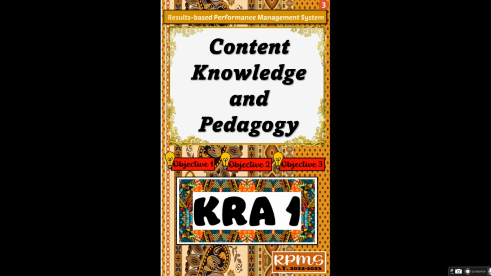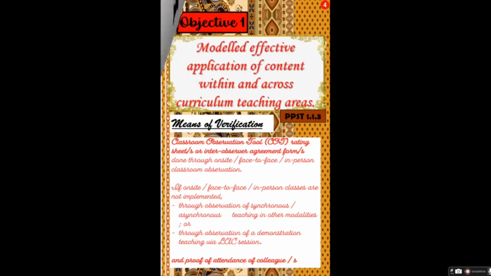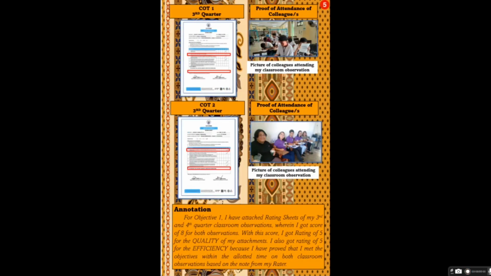And then we have the KRA1, which includes Objective 1, 2, and 3. Objective 1, Model Effective Application of Content Within and Across Curriculum Teaching Areas. Inilagay ko na dyan yung ating attachment, the COT rating sheet for third and fourth quarter. Sorry, hindi ko nalagay yung fourth quarter. So that's the fourth quarter, and the proof of attendance of colleagues.